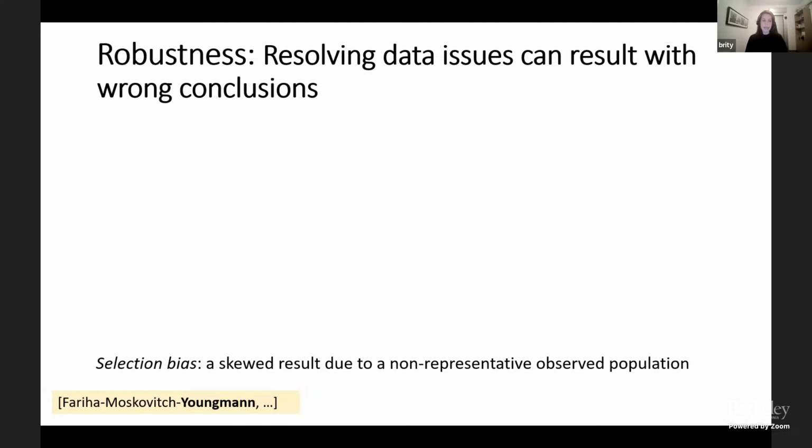And the main reason behind that is that causal conclusions, compared with, for example, prediction, are more sensitive to data issues. So one example is selection bias, and selection bias can occur when we try to come up with a conclusion based on a non-representative portion of the population. So if we want to estimate a causal effect over a non-representative population, of course, we can end up with a wrong conclusion.